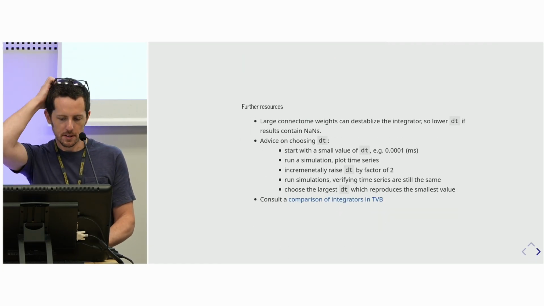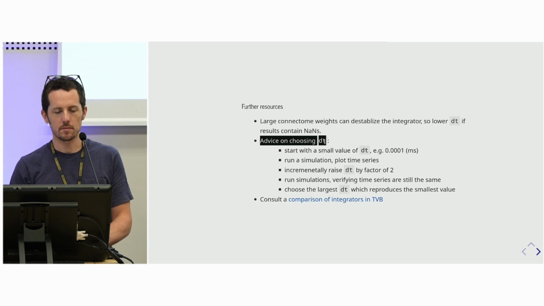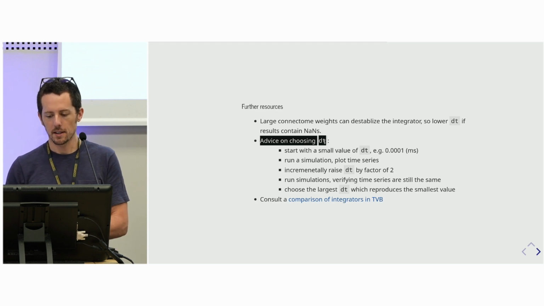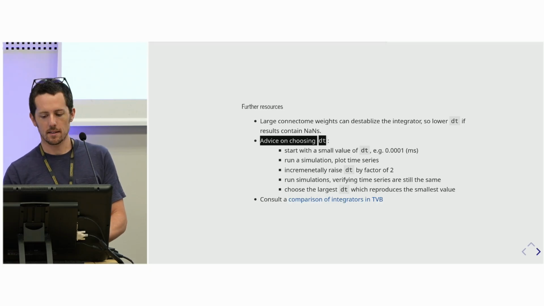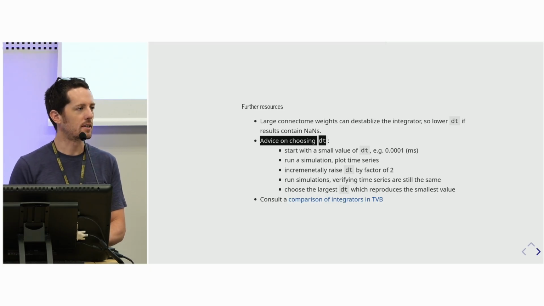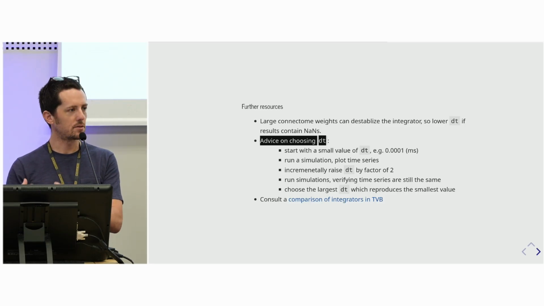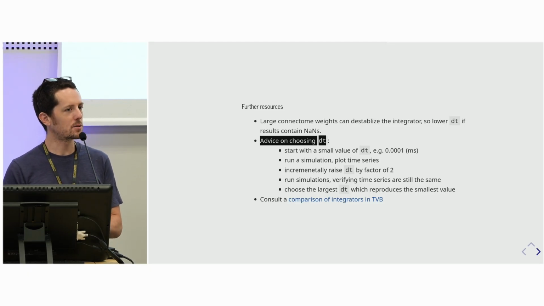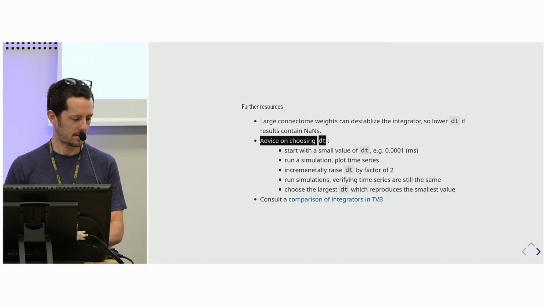Again, there are a few more resources here. One thing which is worth keeping in mind is there are a few steps on choosing DT. You start with a small value and then you incrementally raise it until you see that the results are changing qualitatively. We would also advise, if you have a major figure for your publication, you might want to try to reproduce it with a lower DT just to make sure that when you come back to it later on, it's still valid.